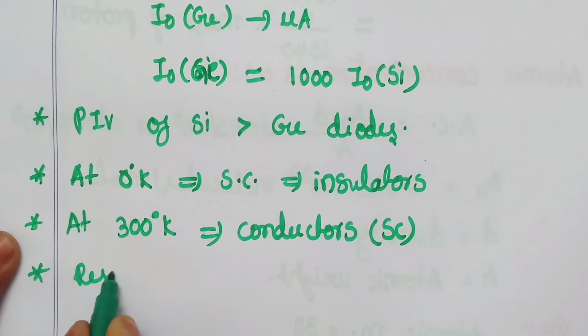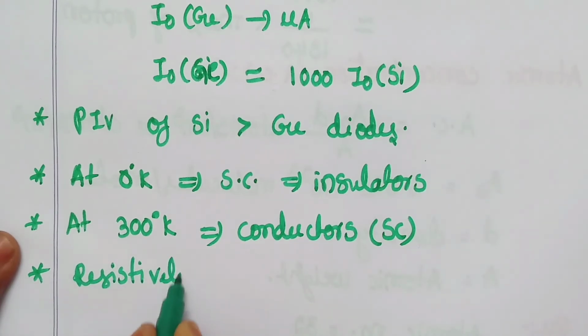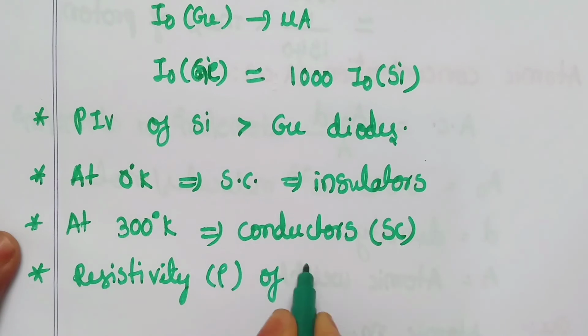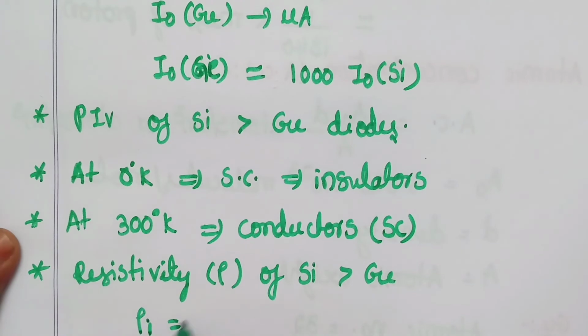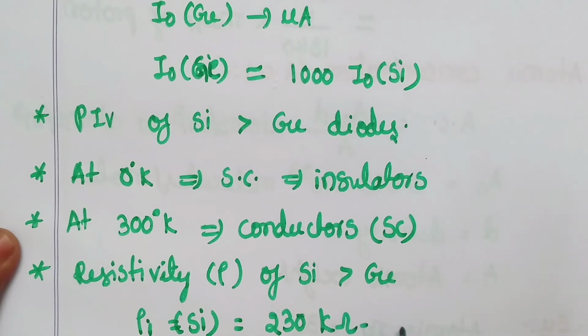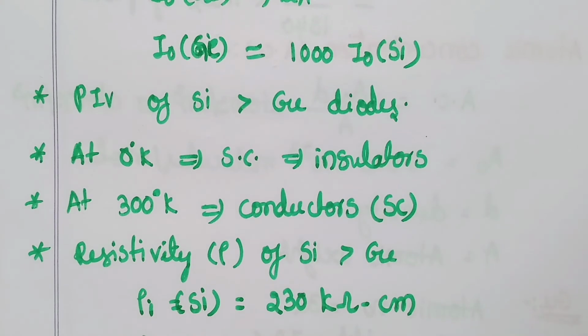Also, the resistivity rho of silicon is more than germanium, and its value is given by resistivity of silicon equal to 230 kilo ohm centimeter, whereas for germanium its value is approximately 45 ohm centimeters, which is very less. So because of these advantages, silicon is used more abundantly when compared to germanium, and its presence in the atmosphere is also more when compared to germanium. It is more abundantly available.